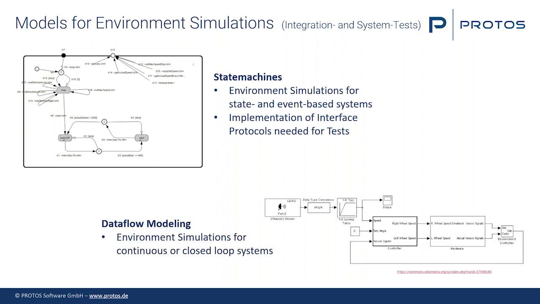Another type of simulation is a data flow model. For example, a MATLAB Simulink model, a continuous model for loopback control, for motor plant simulations, and so on. They are really good for this kind of closed loop simulations.